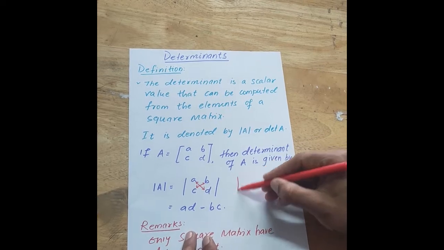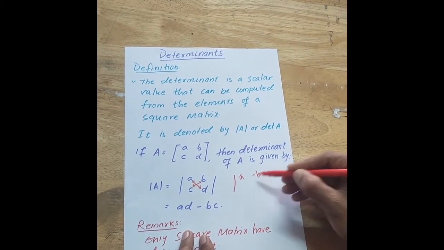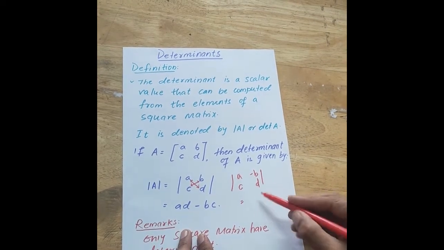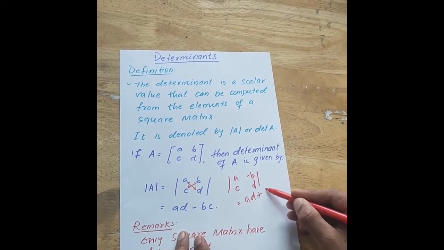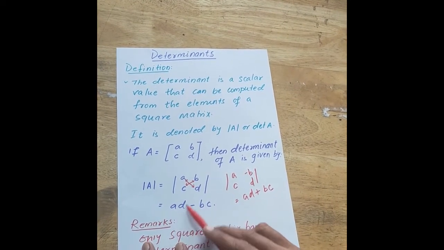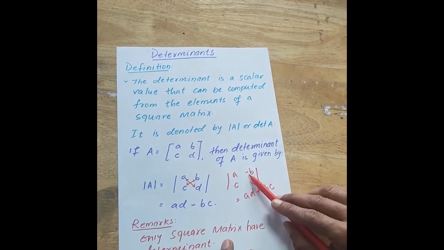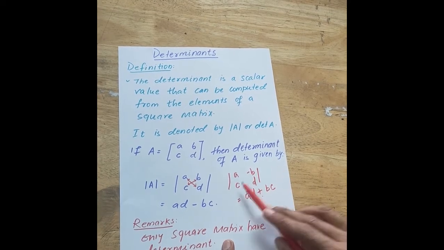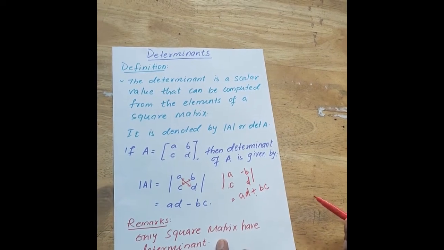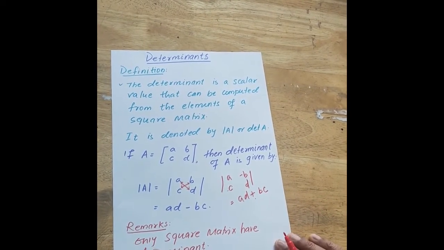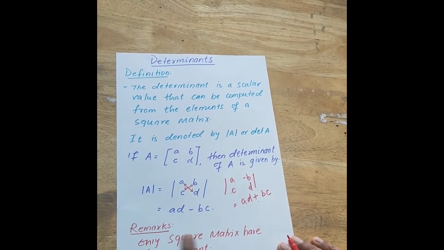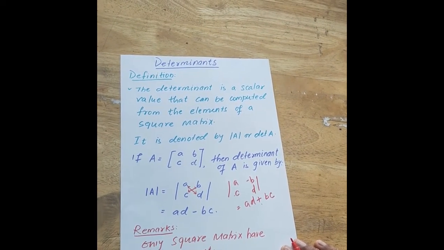In case you have a, minus b, c, d, then the value would be ad plus bc, because this is the original formula. If you have one minus sign, this is going to become positive. If you have two minus signs here, this is going to become negative. Okay, so a remark here: only square matrices have determinants. We cannot find the determinant of other matrices if it is not a square matrix.